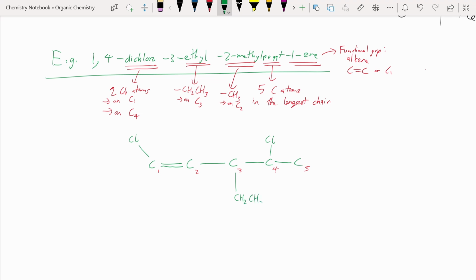Okay. So ethyl group on carbon 3, methyl group on carbon 2. And then what you do next is to fill up the rest of the organic molecule with hydrogens, such that each carbon has 4 atoms. Sorry, 4 bonds.